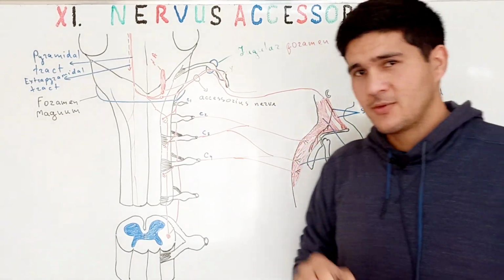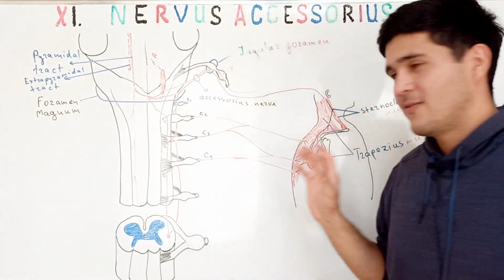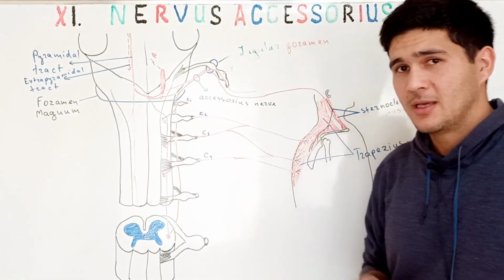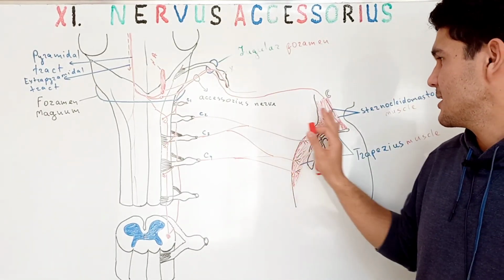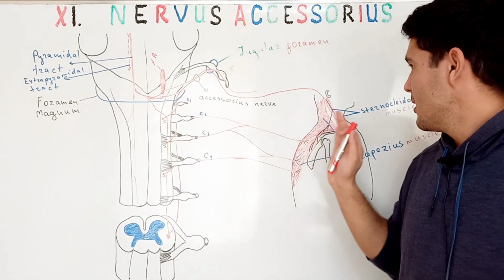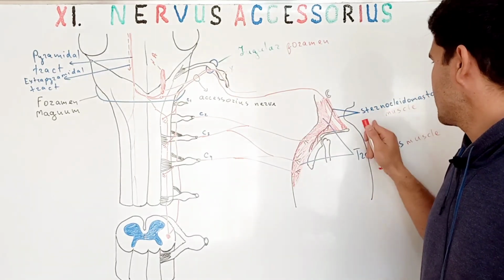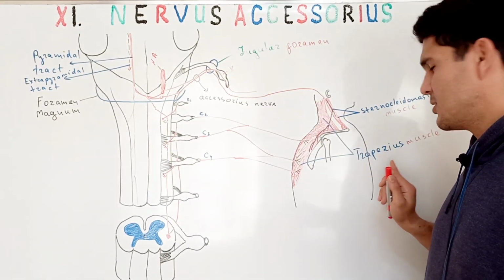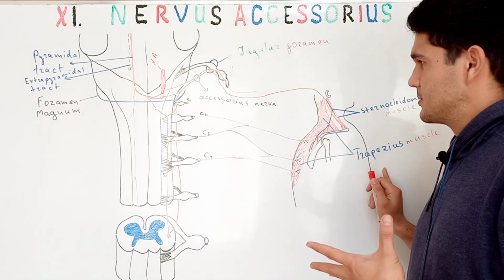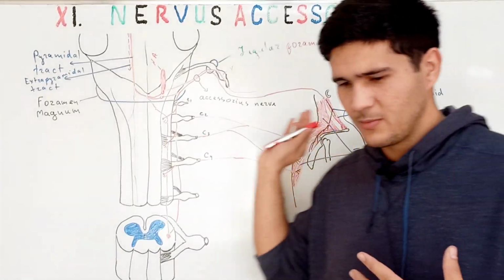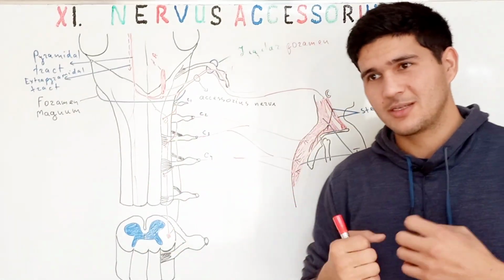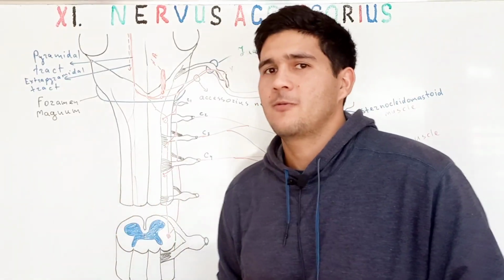Okay. First of all, I'm going to talk about the main function of the nervus accessorius. The main function of the nervus accessorius is supplying the muscles, the sternocleidomastoideus and trapezius, with nerve impulses. Okay, according to these nerve impulses, these muscles will contract and perform some functions.